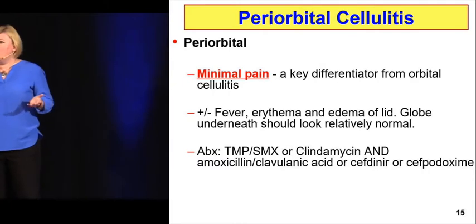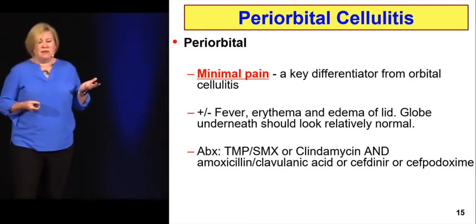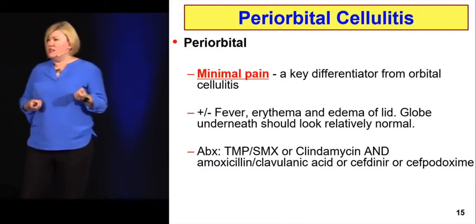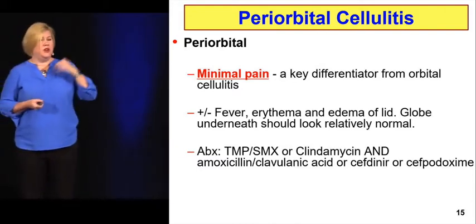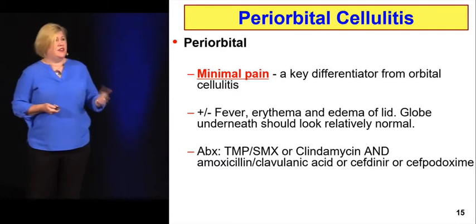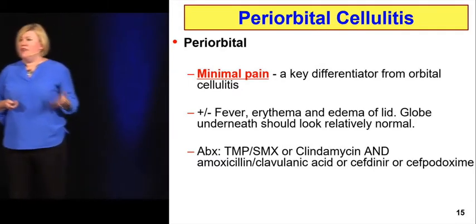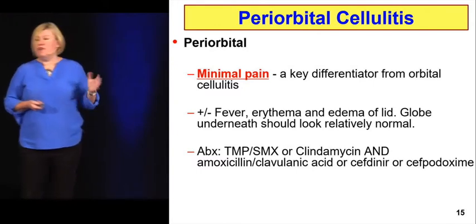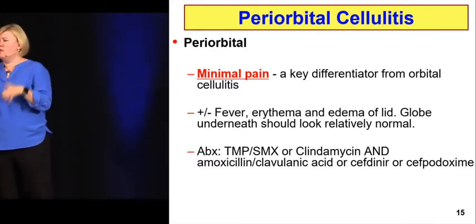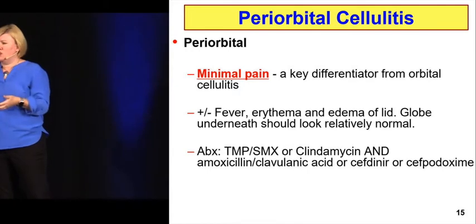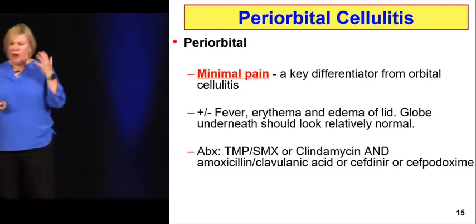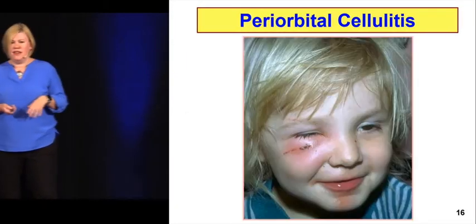They may have some fever, it can be erythematous, they can have some edema, but again, that globe should look normal underneath. We treat this with systemic antibiotics. You can go Bactrim, you can go Clinda, you can go Augmentin. There's a few choices there for you, and usually these can be treated as an outpatient, because generally these patients look well. Every once in a while, you might have a patient who's immunocompromised, you have another reason to be a little more concerned, and you might do a little more, but generally, preseptal or periorbital cellulitis is typically treated as an outpatient.